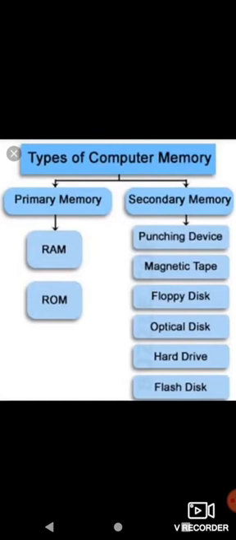Take a look. The types of computer memory: primary memory, RAM and ROM. Secondary memory includes punching device, magnetic tape, floppy disk, optical disk, hard drive, flash disk. This is just an example to illustrate.